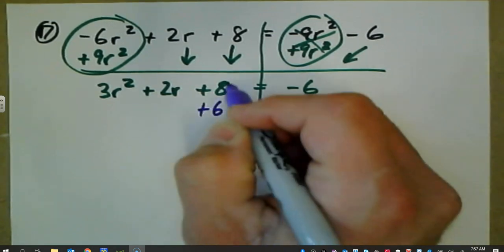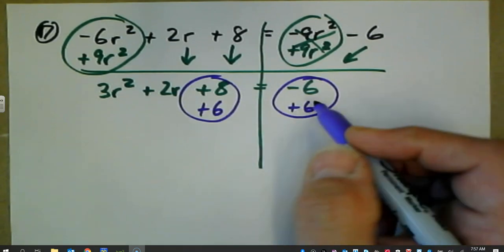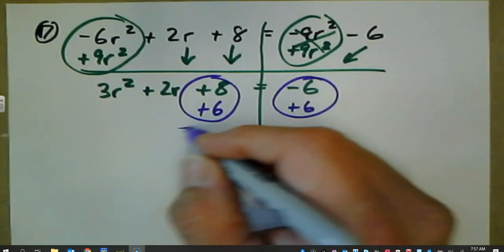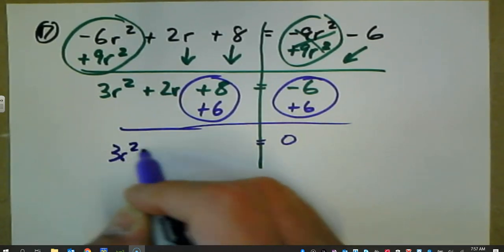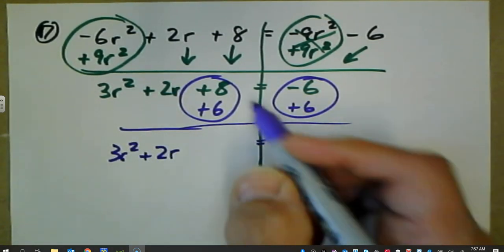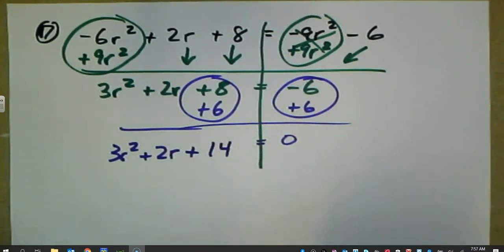Well, I happen to have a like term right there. That's a like term. So negative 6 plus 6 is 0. Bring down that 3r squared plus 2r, and 8 plus 6 is 14.